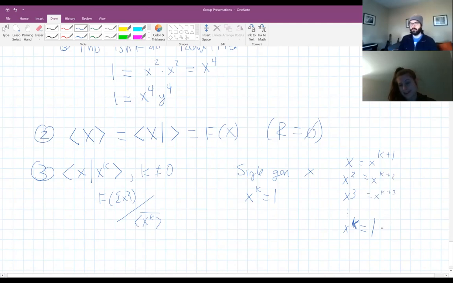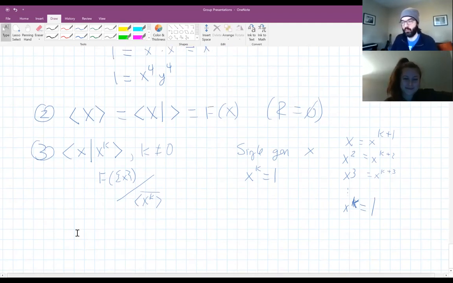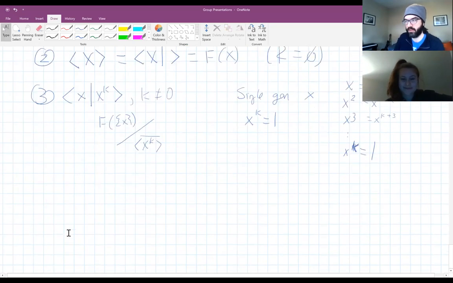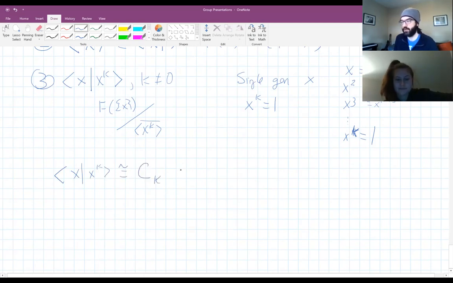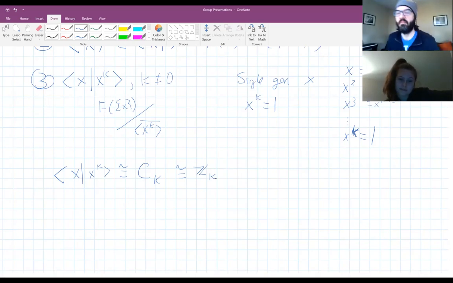Is it going to be like Z mod K? It is. It's going to be isomorphic to Z mod K. We're not going to say it's equal to it because they have different group elements, but it is isomorphic to it. That's exactly right. So X mod X to the K is isomorphic to the cyclic group of order K, which we know is isomorphic to Z mod K. Okay? Making sense? Yeah. We sure? Okay.